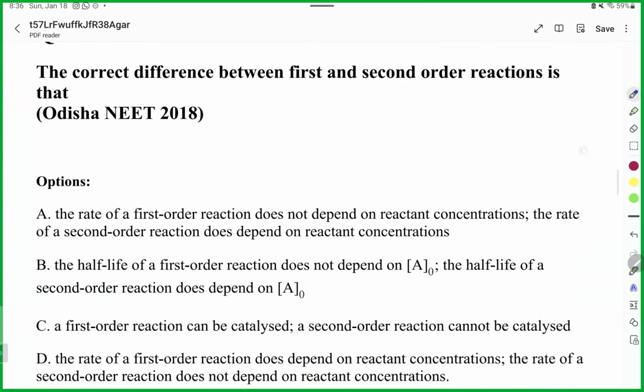Tuhina, difference between the first order and second order reaction is. One second, I'll just read the options. I think we did this question yesterday. Yes, sir. Same question. Yesterday you did the same thing, right? Yes, sir. Same question.